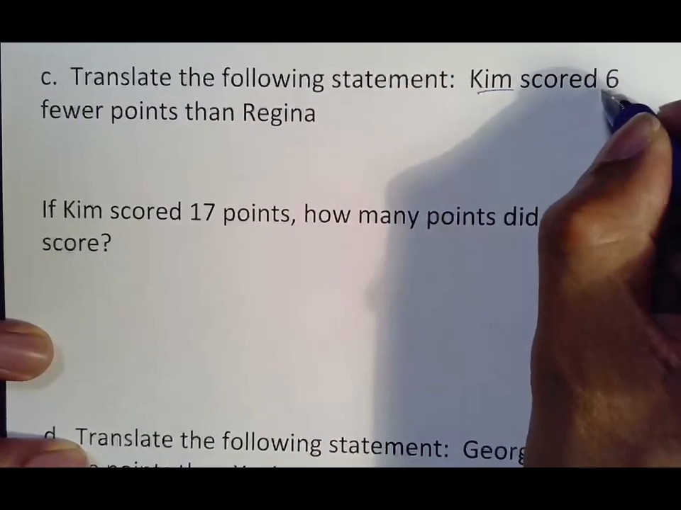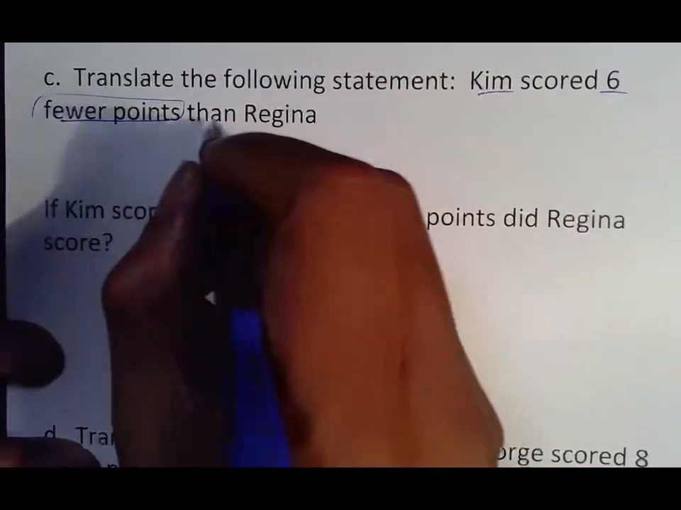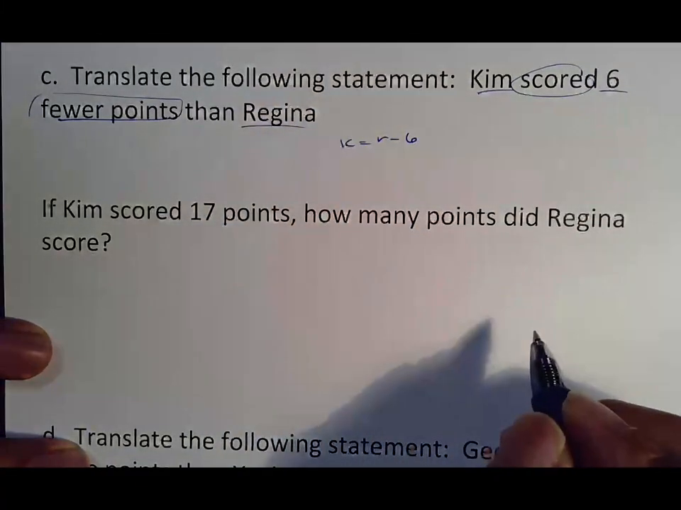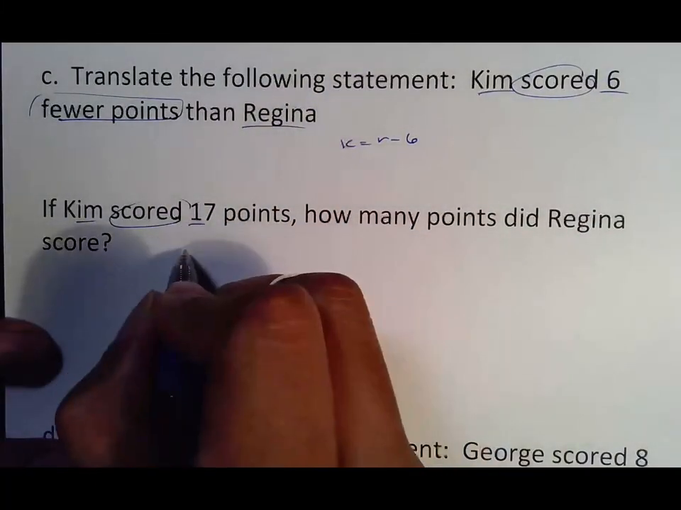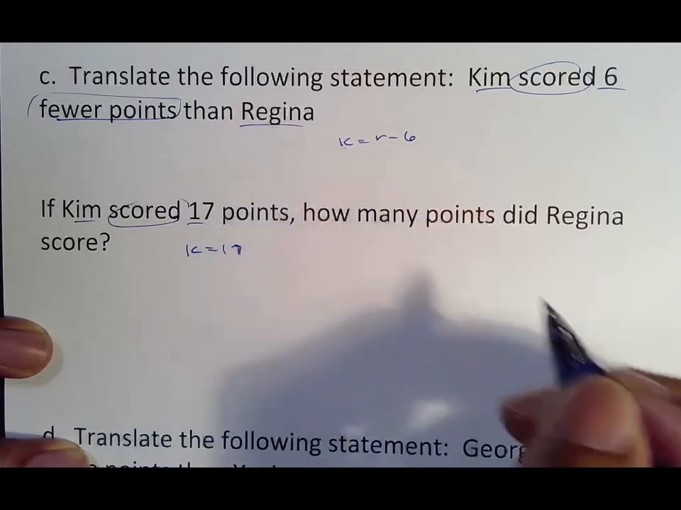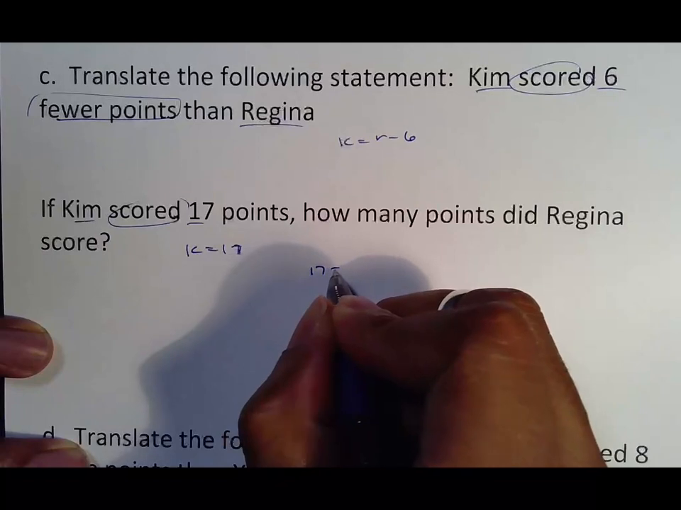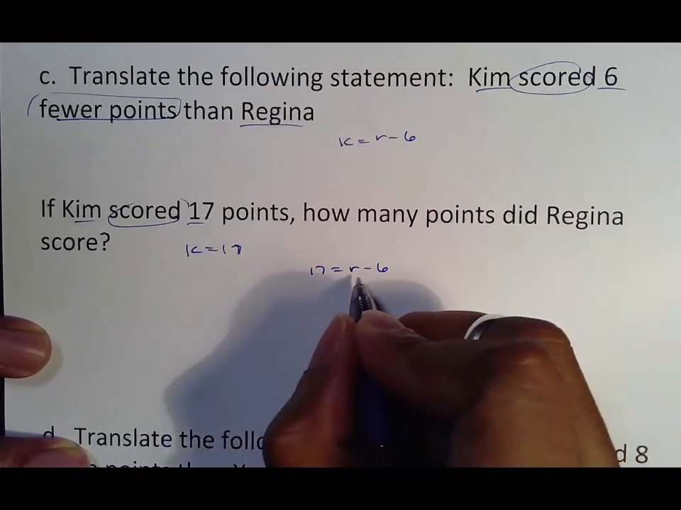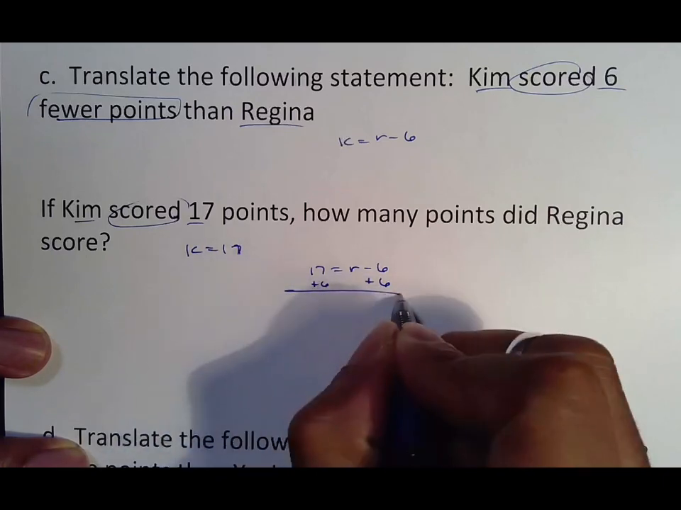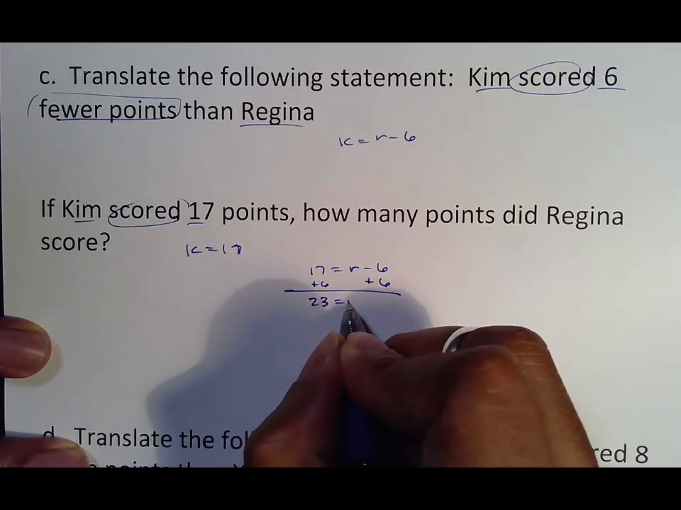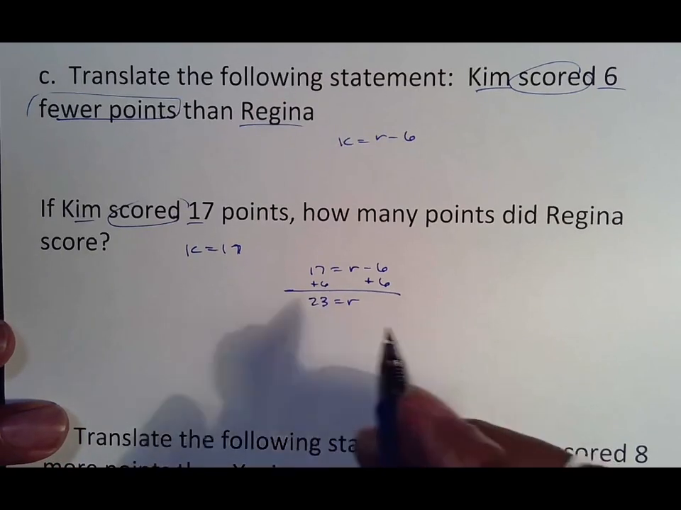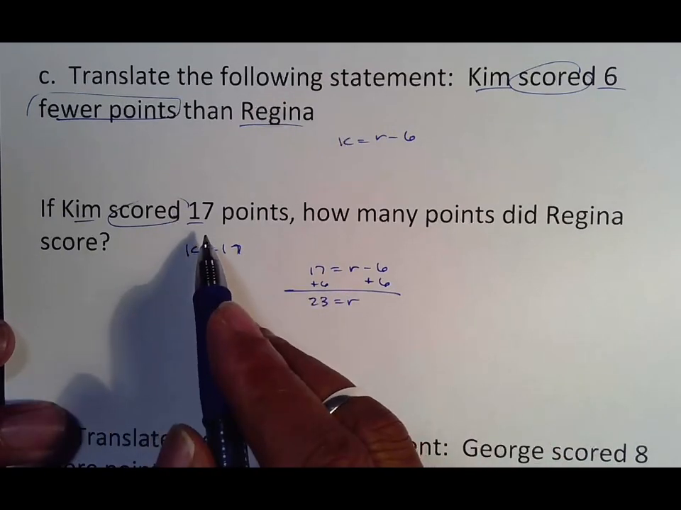So Kim scored 6 fewer points, which means subtract 6 from Regina. So K equals R minus 6. It says that Kim scored 17, so K is equal to 17. So look at that. Now we're going to put 17 here. So 17 equals R minus 6. What we're going to do now, again, is get R by itself by adding 6, getting 23 equals R. There we go. So again, Regina scored 23, Kim scored 17.